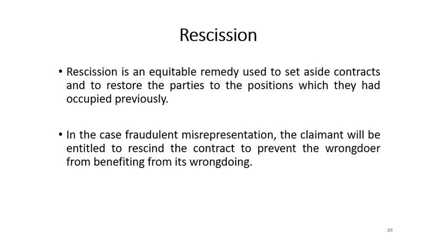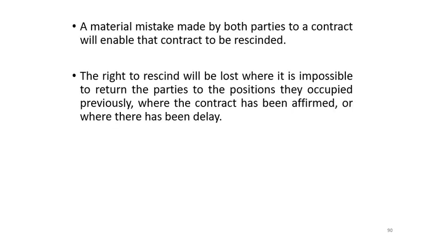Then these are the cases of fraudulent misrepresentation. The claimant will be entitled to rescind the contract to prevent the wrongdoer from benefiting from its wrongdoing. Material mistake made by both parties to the contract will enable that contract to be rescinded. The right to rescind will be lost where it is impossible to return the parties to the position they occupied previously, where the contract has been affirmed and where there has been delay.